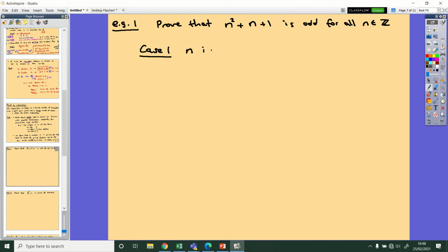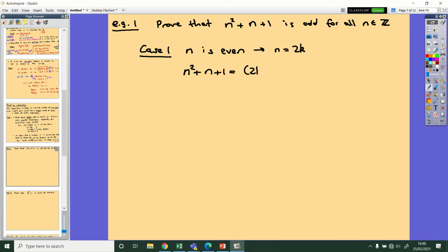So firstly, we're going to show if n is even, then that means I can write n using the definition of an even number. That means that n is 2 times k, where k is obviously some integer. Then if I run it through this expression here, I'm then meant to show that I'm going to get an odd number out. So let's have a look at that.